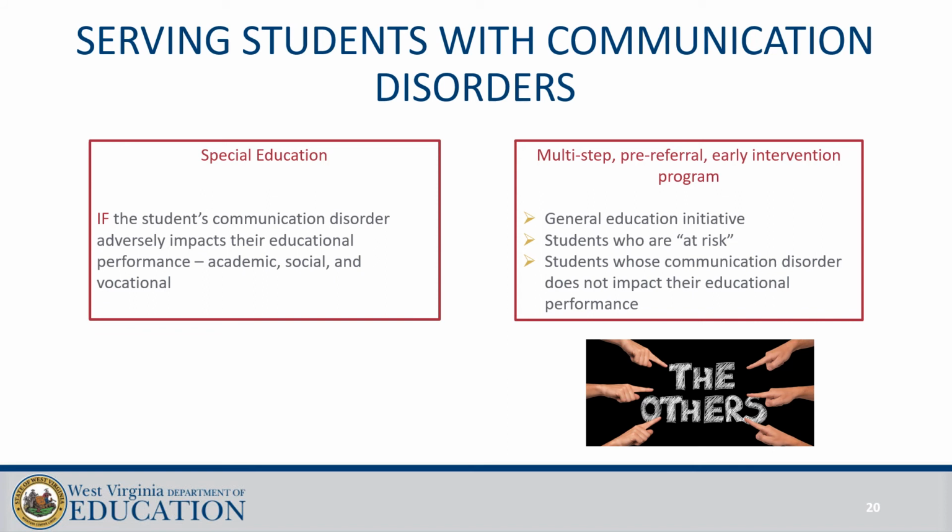As we move toward educational relevance, we are required to examine the three-pronged test of eligibility. Some of the students on our caseload will no longer qualify for special education services because their communication disorder does not adversely impact their educational performance. What about those students? We see the impairment, but it's not educationally relevant. That's where a multi-tiered pre-referral early intervention program can be very helpful.